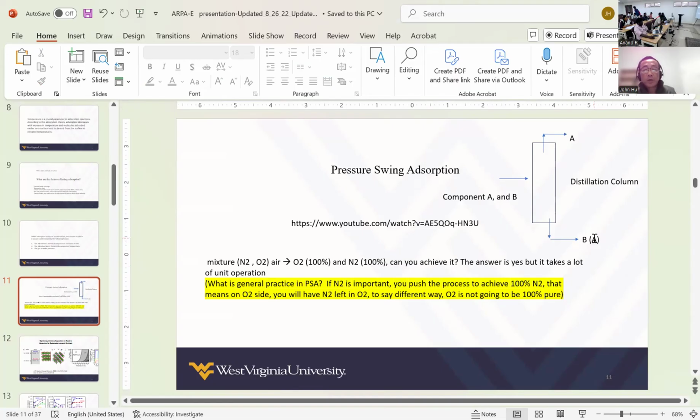Or you will say no, I want B to be pure. Your A has to have a B. Make sense? This is very general. Same thing, the distillation, adsorption, the separation thing. Any separation technology, even membrane, we are going to talk about next. You're facing the same challenge.